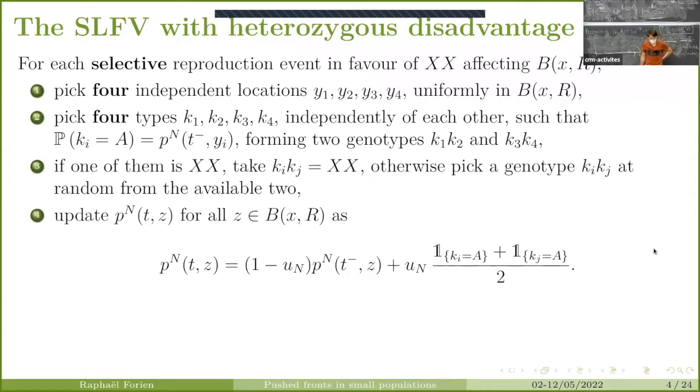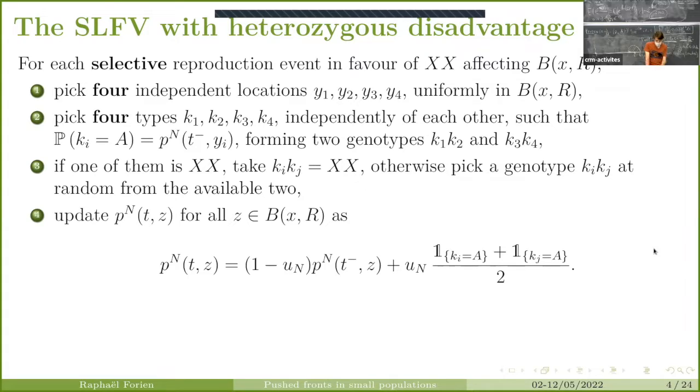For selective reproduction events, instead of picking one potential parent, we pick two individuals. Two individuals means 4 types, so we pick 4 locations and 4 types at these locations according to the proportions right before the reproduction event. With these 4 types, we form 2 genotypes, k1, k2 and k3, k4. If one of these 2 genotypes is the one that we're selecting for, then this one is going to reproduce. If none of them is of the right type, then we just pick one at random. It's a reasonable way to bias the reproduction in favor of the homozygous individuals of this type.